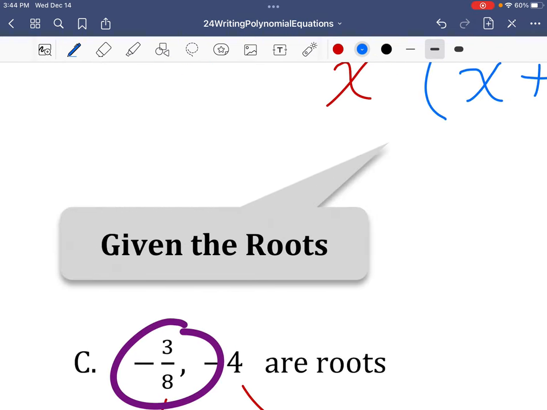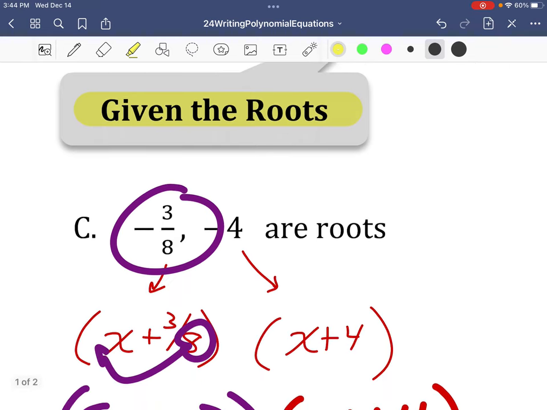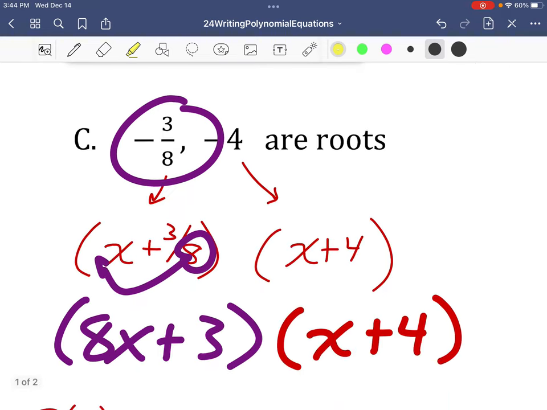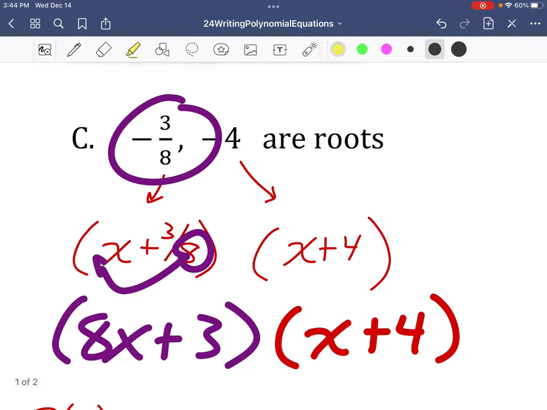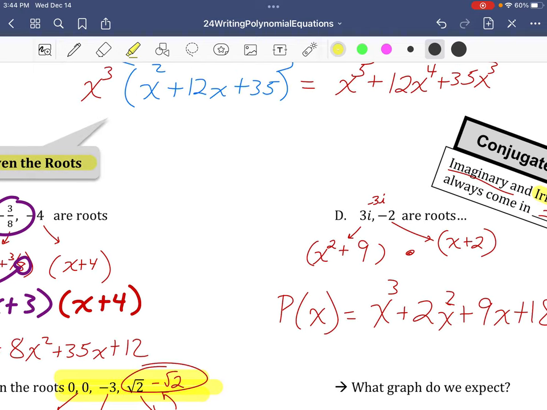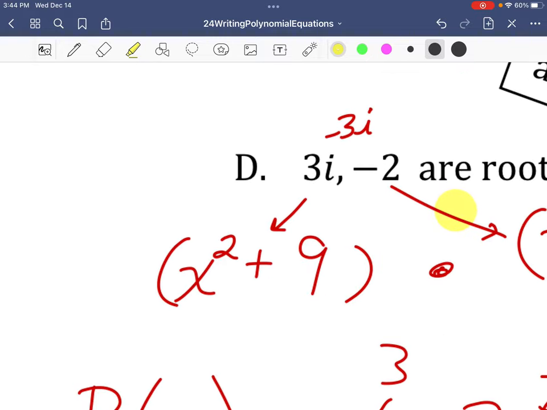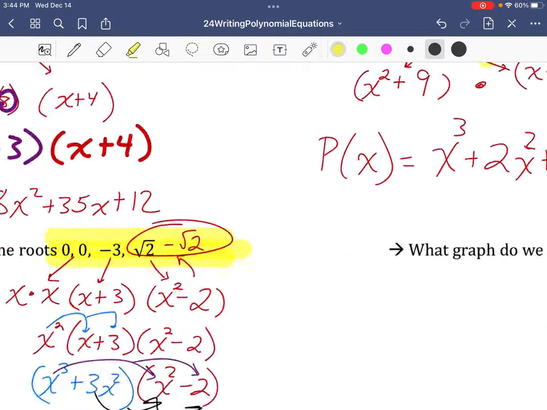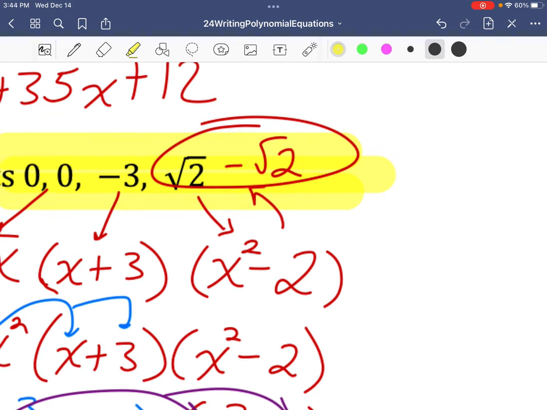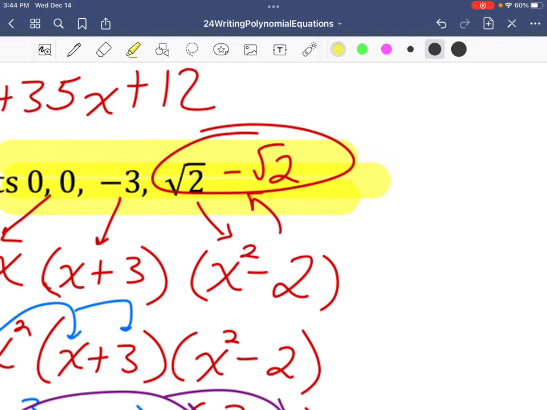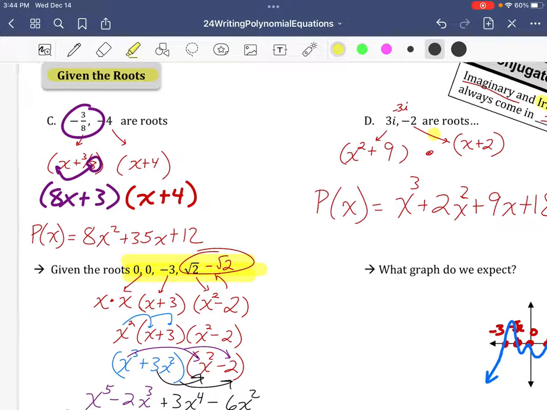So if you're given the roots, a little bit trickier. If you're given the roots, you have to think backwards about what would be the factors. And sometimes your factors are going to involve an x squared. Keep in mind that you're always going to get an x squared if you have imaginary, or if you end up with an irrational. And an irrational is something that has a square root.